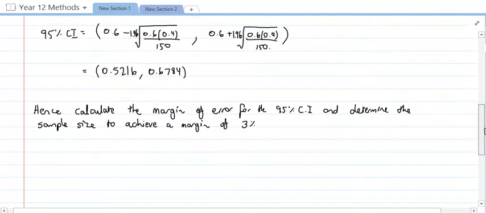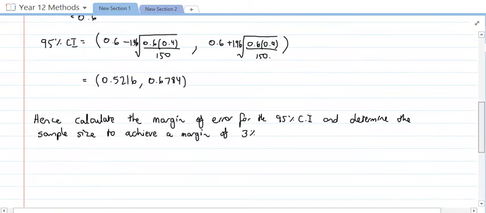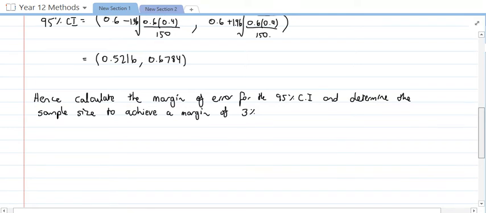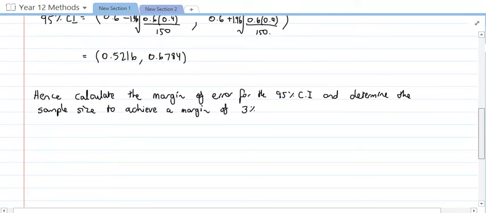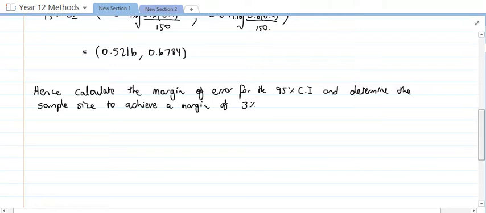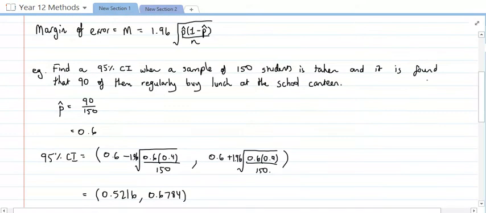Okay, now I want to take that a little bit further because we've calculated the 95% confidence interval. So hence, calculate the margin of error for the 95% confidence interval and determine the sample size to achieve a margin of error of 3%. So this is two problems built into one. Now, I set up here that the margin of error is given by this rule just here.